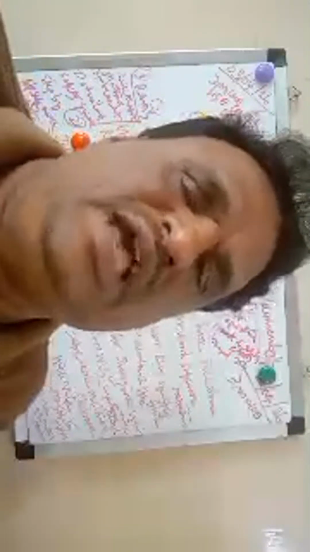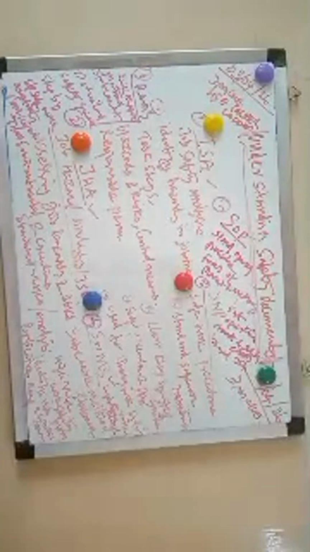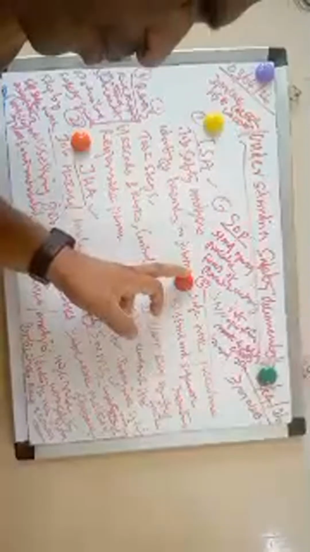Number one, JSA. JSA means Job Safety Analysis. What is the purpose of the Job Safety Analysis? The purpose is to identify the hazards in the jobs. Job, we can say task, job task. So identifying the hazards in a job task is the main criteria for the job safety analysis.